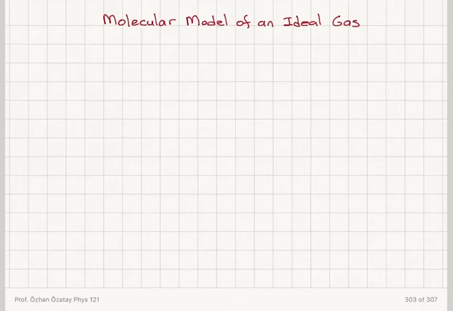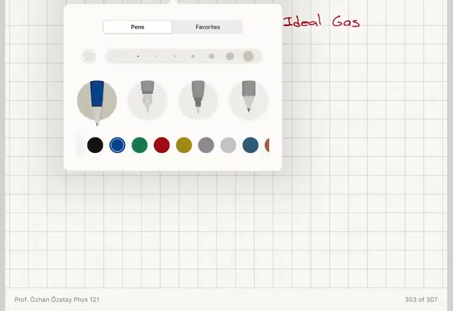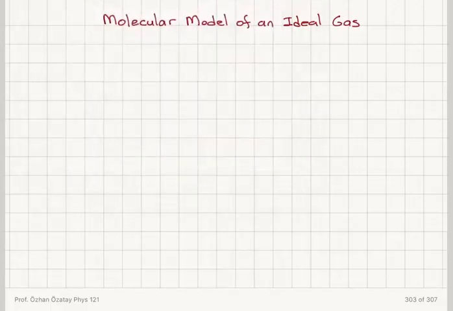Now we're going to look at a microscopic theory for an ideal gas. It's called kinetic theory, and this theory comes with a set of assumptions that we have to familiarize ourselves with. So let's take a look at the assumptions of the kinetic theory.